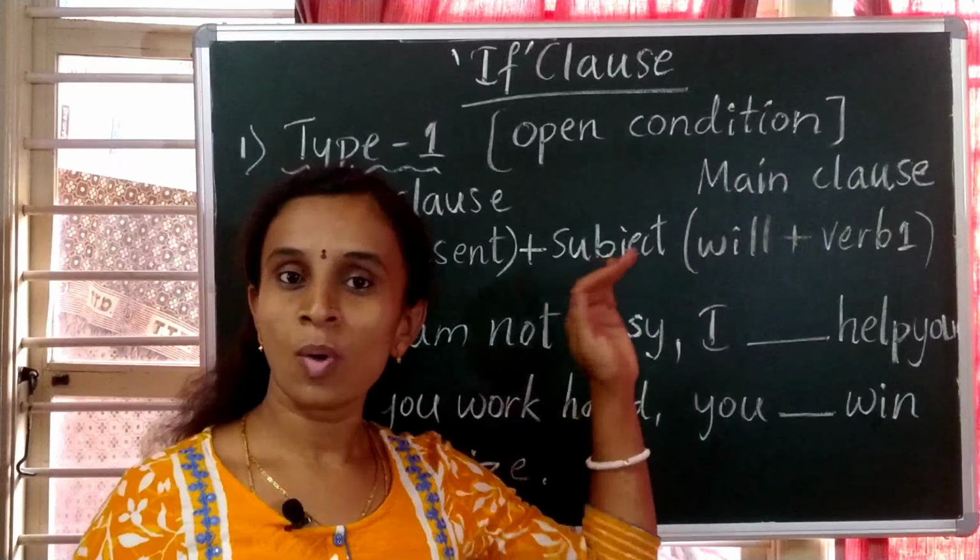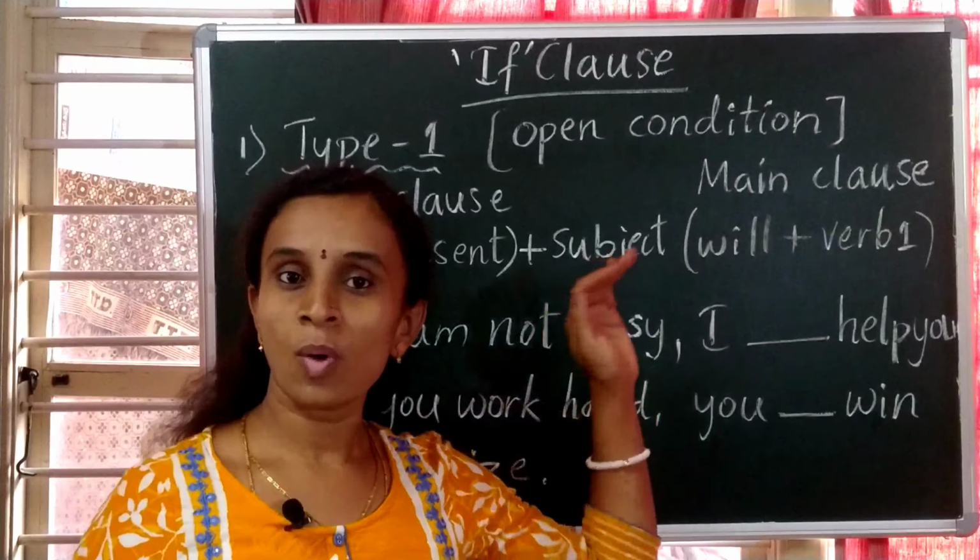See here, first example: if I am not busy, I dash help you. This is the if clause, and this is the main clause. We need to know which word, which auxiliary, we have to use in the main clause in relation to the if clause. If we know that, we can do it easily. In type 1, if I am not busy, I dash help you. You already know, so I will help you.